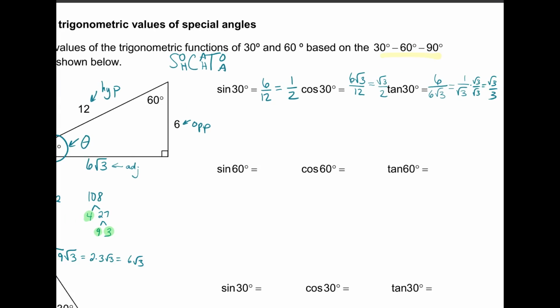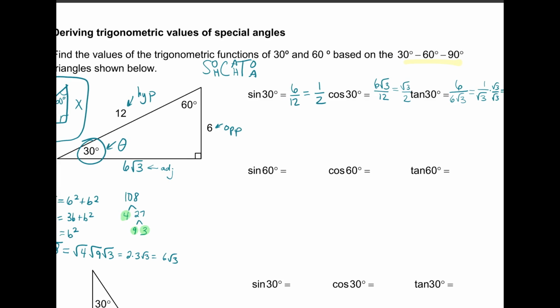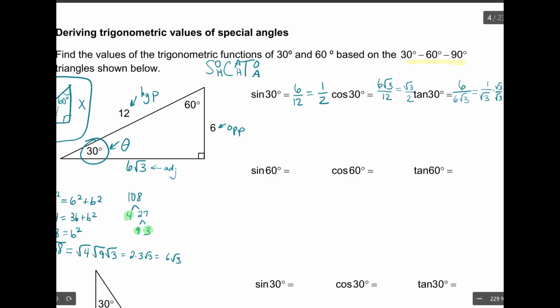Let's go through, and instead of having 30 degrees be my angle, let's have 60. So now, oh, JK, 12 is still going to be my hypotenuse. That doesn't change. But instead, 6 is now my adjacent side. 6 root 3 is now my opposite side.